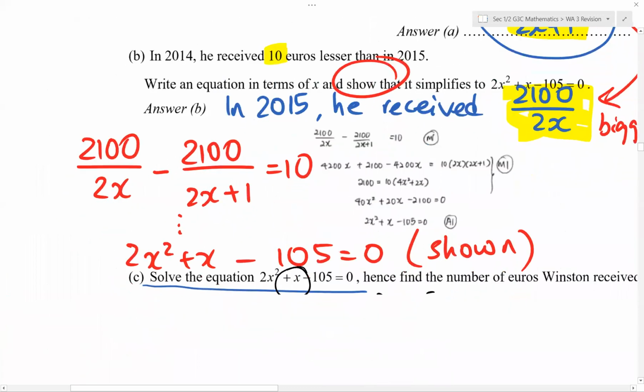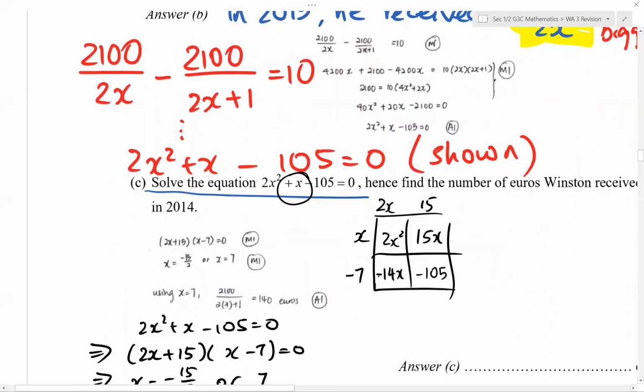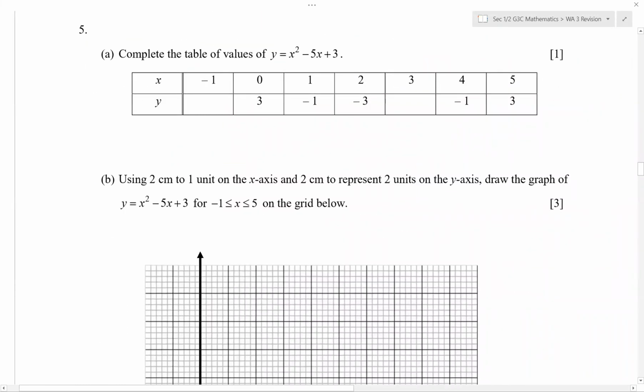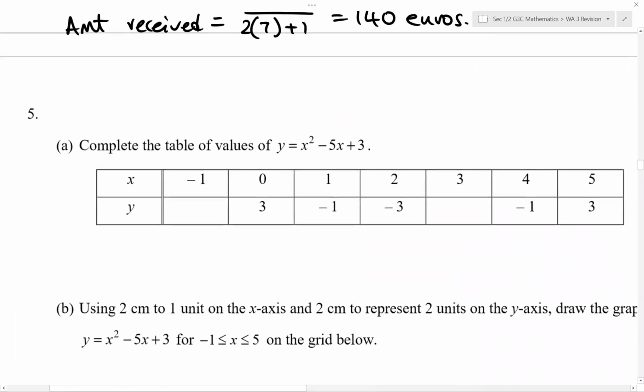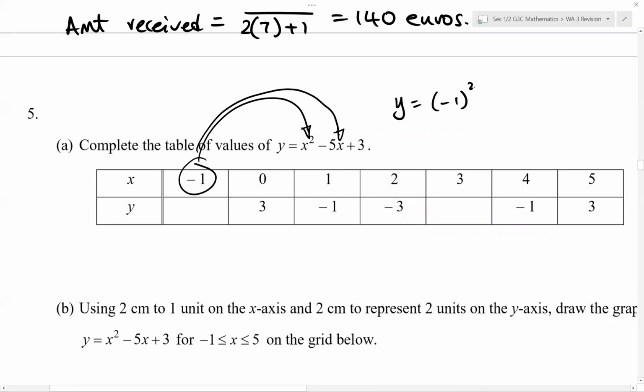Next one is our drawing of our graph. So complete the table of values. Literally substitute all the x values inside. Every time you see it, be careful of negative signs for x. So when x is equal to -1, we have our y value to become -1 squared, -5 times -1 plus 3. So we have 1 plus 5 plus 3 giving us 9. Okay, this has a value of 9.